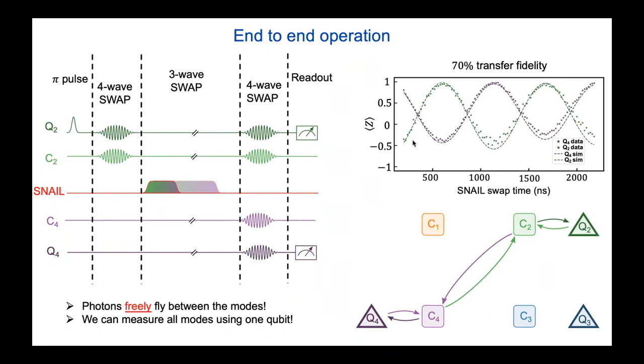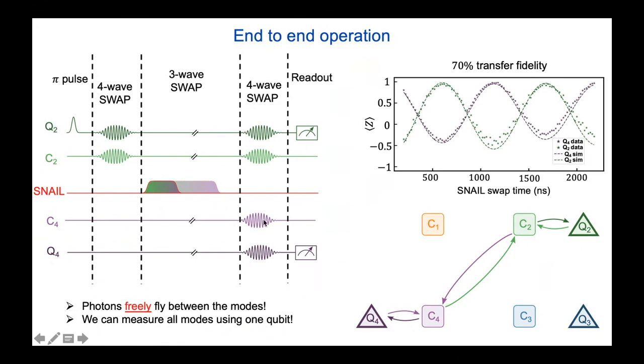And you can see they have pretty good correspondence. The only limitation here is the T1 and the T2, like I have mentioned before. At the end of this stage, we can announce the photon can freely fly between all the modes we have. We have a 7-bit modular quantum computer and the photon can sit anywhere. And we can also use this technique to measure all the modes using just one single qubit.